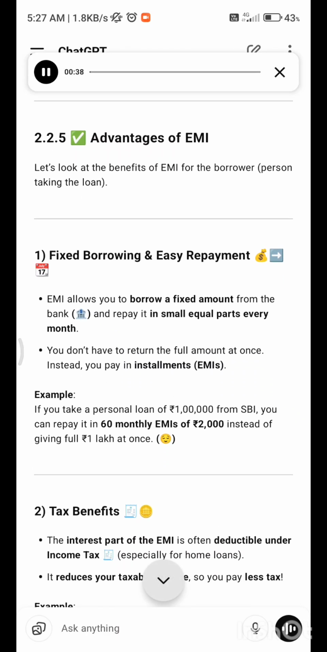Let's look at the benefits of EMI for the borrower, the person taking the loan. 1. Fixed borrowing and easy repayment. EMI allows you to borrow a fixed amount from the bank and repay it in small equal parts every month. You don't have to return the full amount at once. Instead, you pay in installments, EMIs. Example: if you take a personal loan of $100,000 from SBI, you can repay it in 60 monthly EMIs of $2,000 instead of giving the full $1 lakh at once.